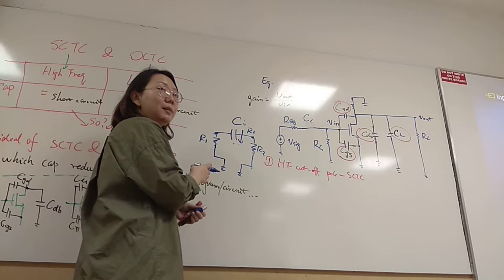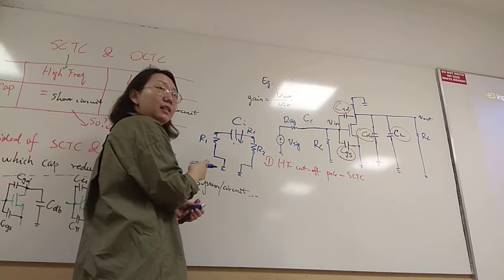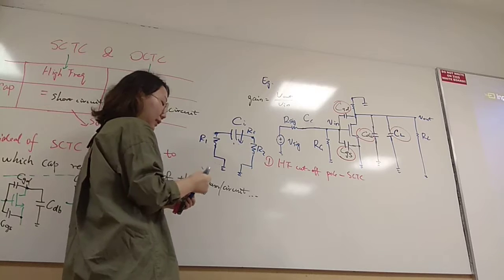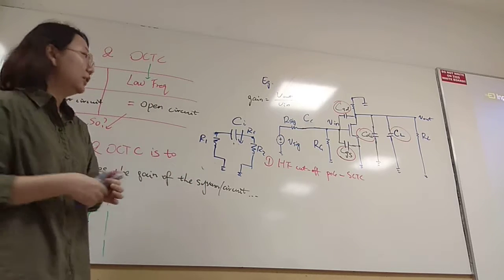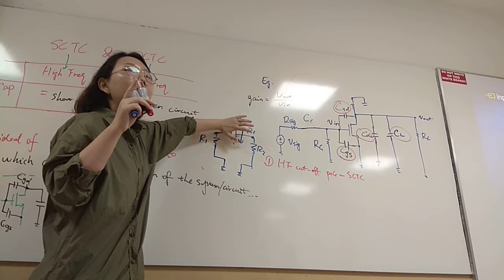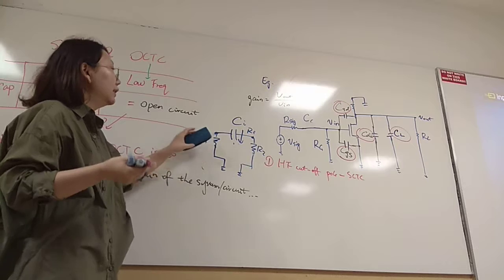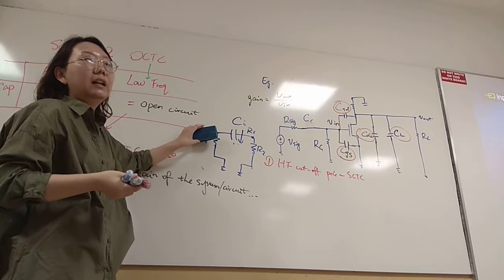What's the total resistance seen by my capacitor? R1 parallel with R2, right? Both have the same voltage, because I'm treating this whole thing as one node. That's the meaning of finding RiC by CiC.